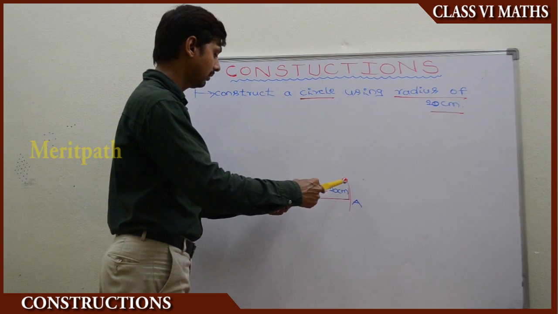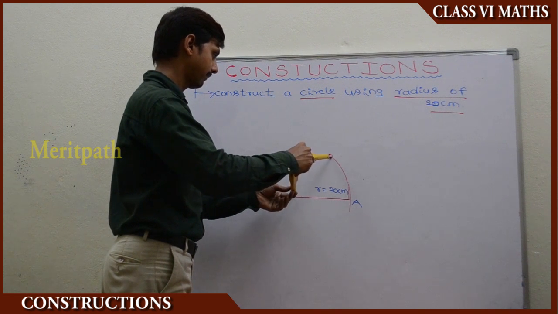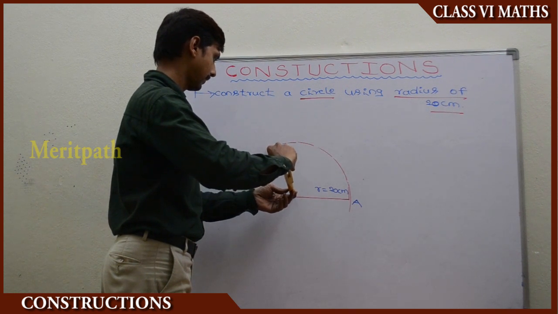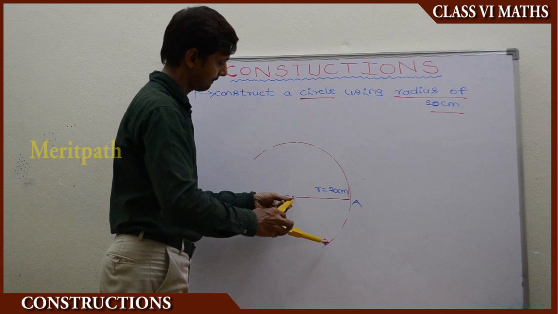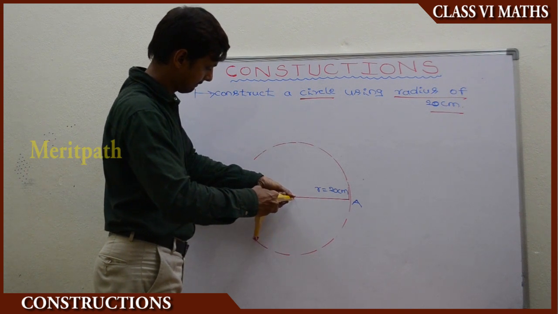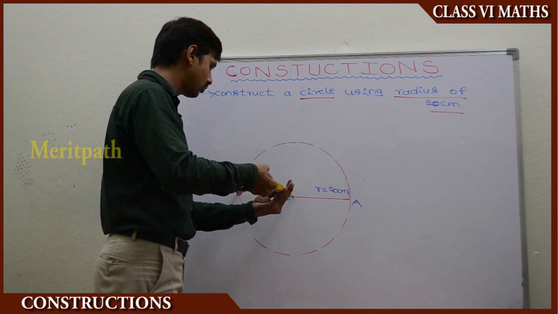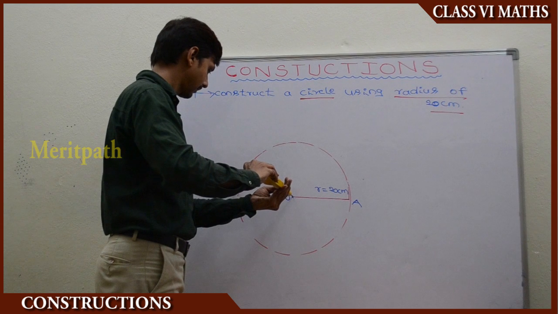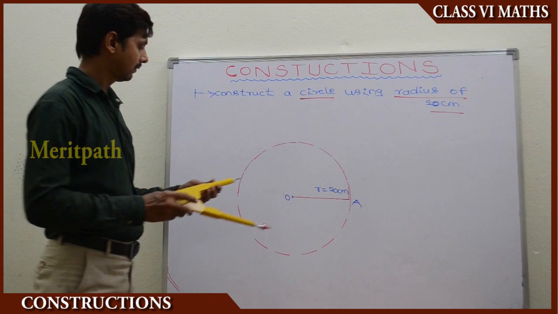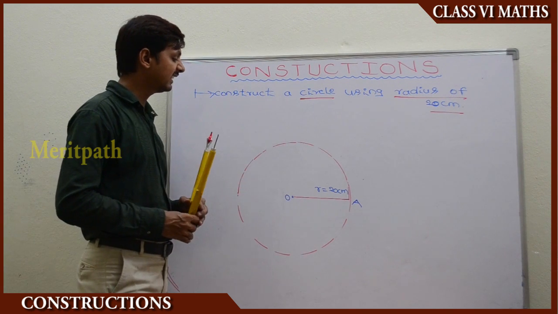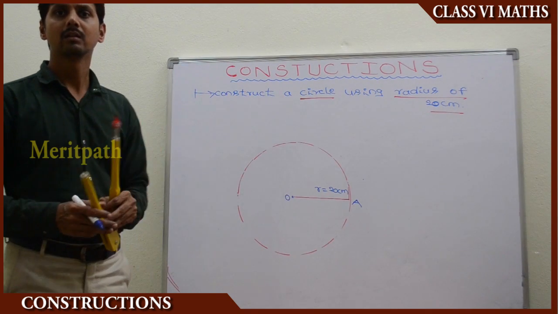And using the pointer, let's draw a circle. Without changing the point O. So this is a circle with a radius of 20 centimeters. So in this manner, we'll construct a circle.